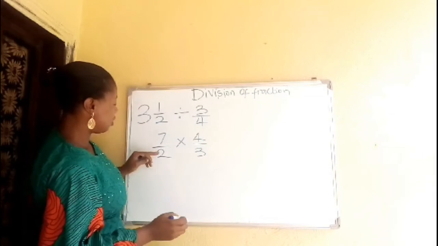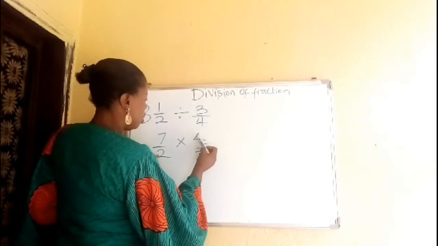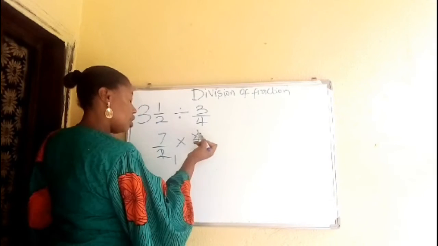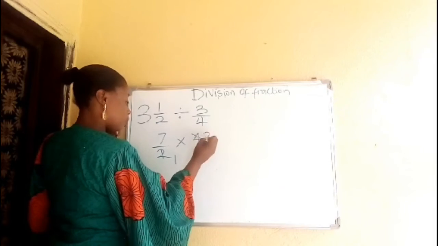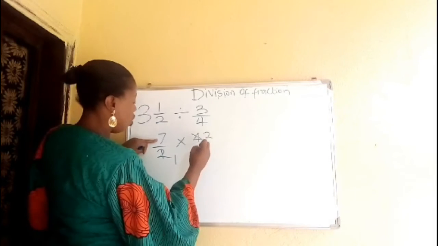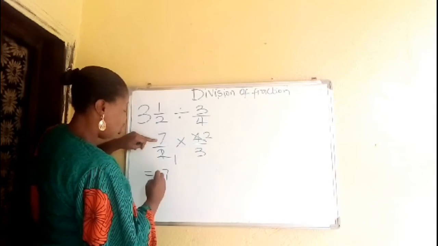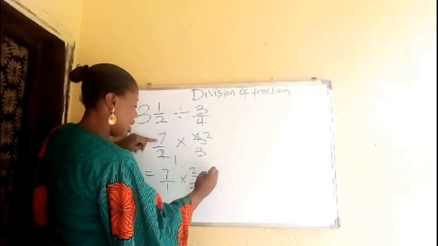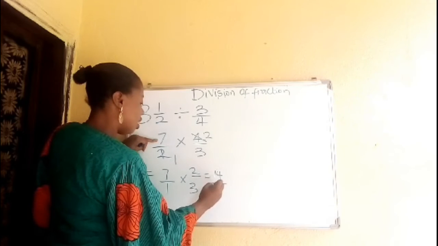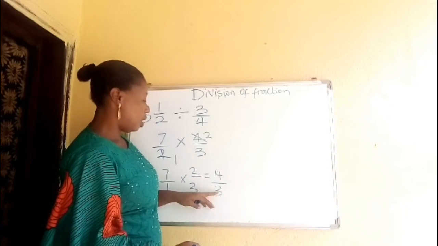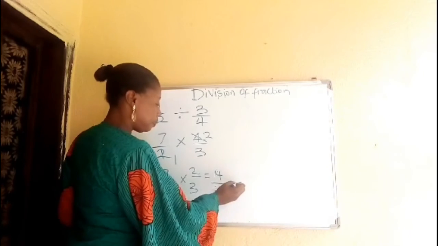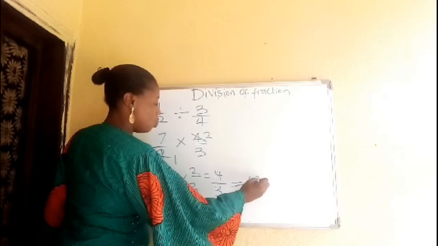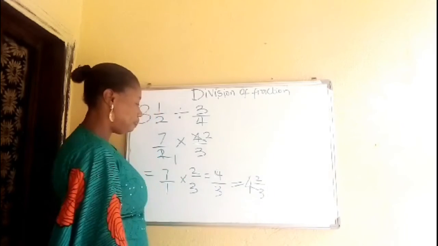So there are factors. 2 can divide 4. So 2 divided by 2 is 1. 4 divided by 2 is 2. Let's check for other factors. No other factors. So we have 7 over 1 times 2 over 3. The answer here is 14 over 3. How many 3 is in 14? That is 4, remainder 2 over 3.